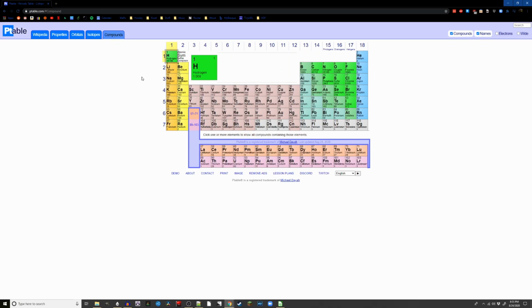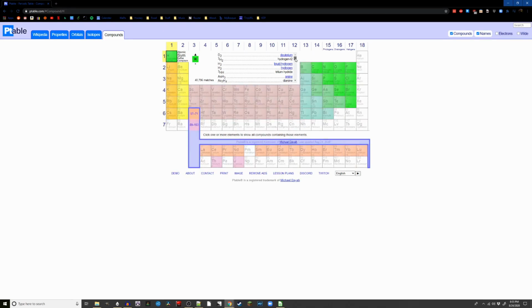The final tab is compounds. Again, I'm not sure how useful this one is going to be for us unless we're really looking into some advanced stuff. But it tells you all the known compounds that each element is involved in. Hydrogen has, for example, 40,796 compounds it's involved in. If you click, you get this enormous list. All these things. And they get pretty complicated, like polyethylene monoalcohol, CH3, CH2, CH2, and CH2OH. My goodness.